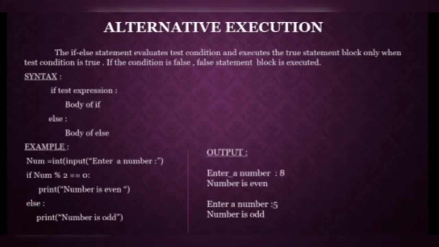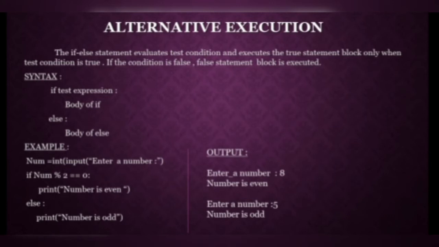Next, alternative execution. What is alternative execution? The if-else statement evaluates the test condition and executes the true statement block only when the test condition is true. If the condition is false, the false statement block is executed. The very important thing is that indentation is used to separate the blocks. The indentation will play a major role in error detection. Here is the syntax for the if-else statement: if test expression, body of if, else, body of else.